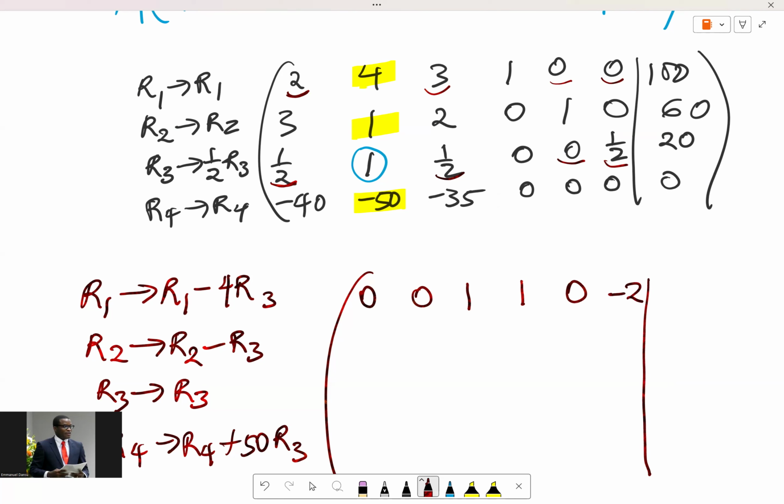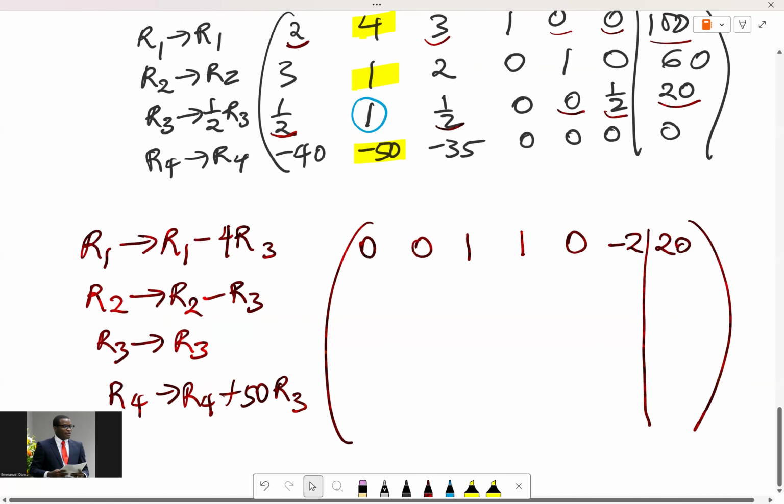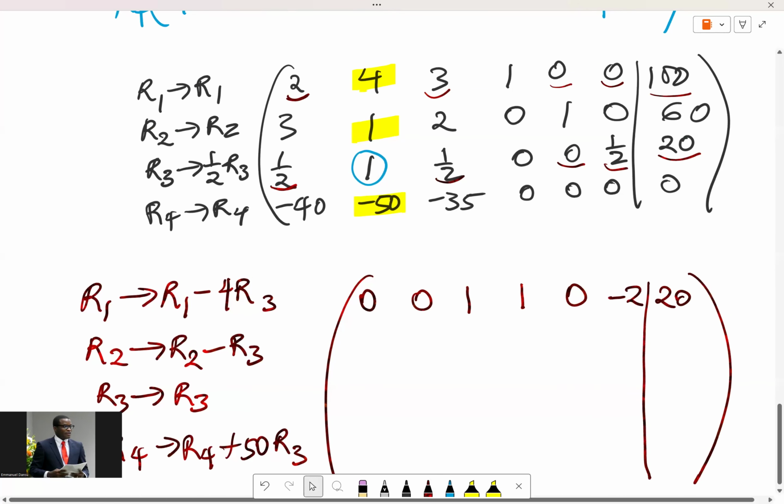R1 minus 4 R3. So that would be 100 minus 4 times 20. That'll be 100 minus 80. So this would be 20 now. So row 3 is just direct subtraction.